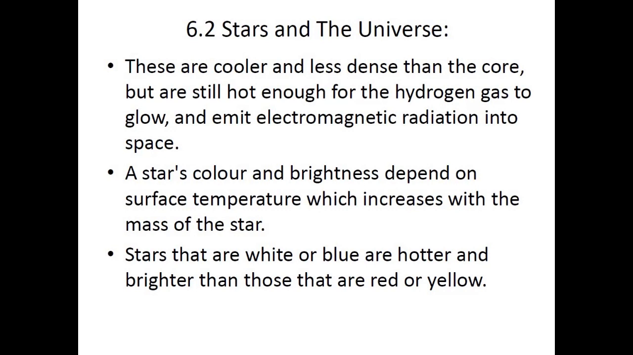The outer layers are cooler and less dense than the core, but they are still hot enough for the hydrogen gas to become superheated, so it starts to glow and emits electromagnetic radiation into space. A star's color and brightness depend on the surface temperature, which increases with the mass of the star. The more mass a star has, the more fuel it has to burn, and thus the more intense its color and its brightness. Stars that are white or blue are hotter and brighter than those that are red or yellow.